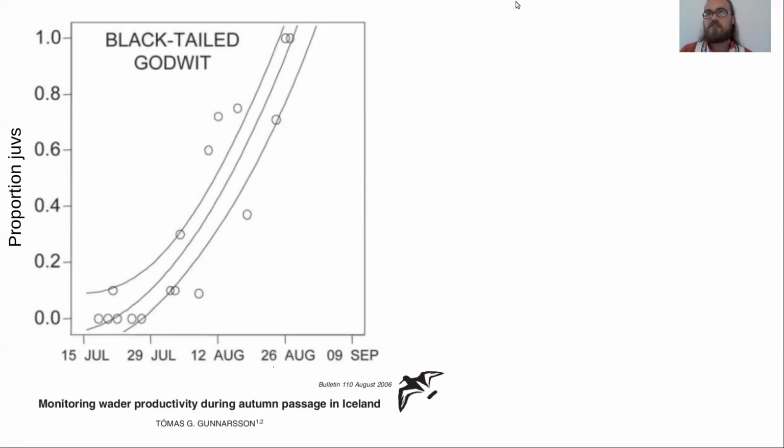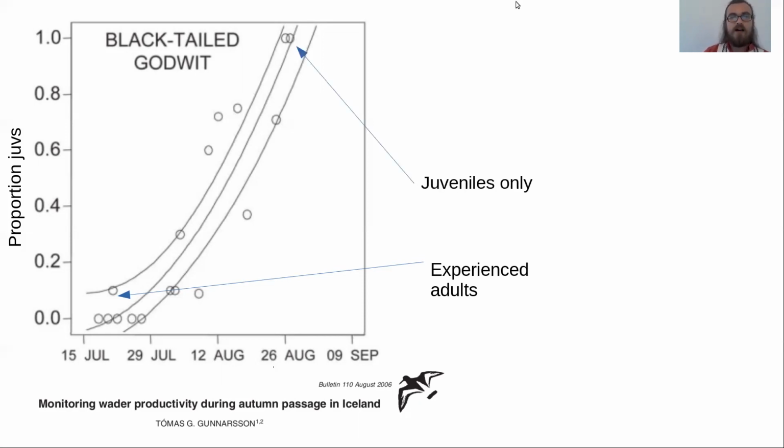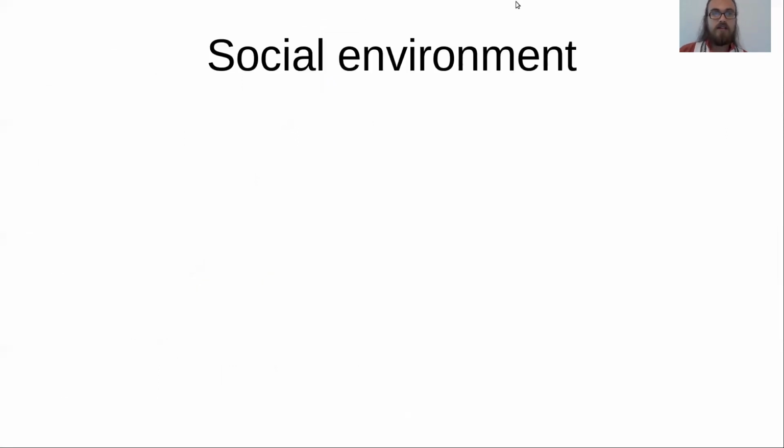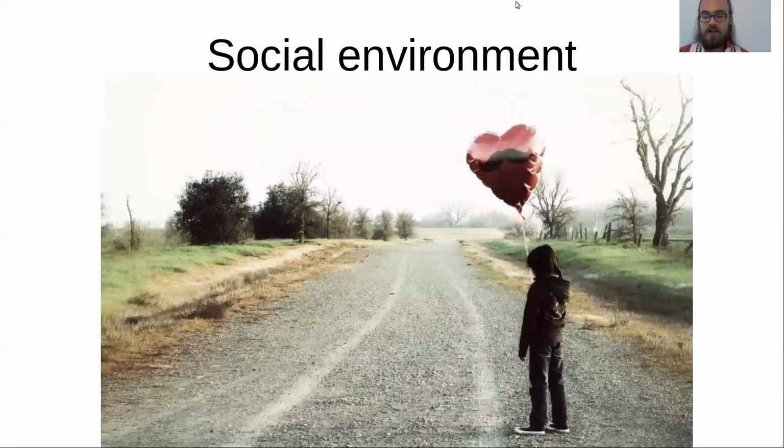Well, what does this mean? It means a juvenile bird joining a flock very early on would be surrounded by very experienced adults who know what they're doing, which is a good learning opportunity. Later in the season, juveniles might end up in a flock that consists entirely of other juveniles who might not be the best example.